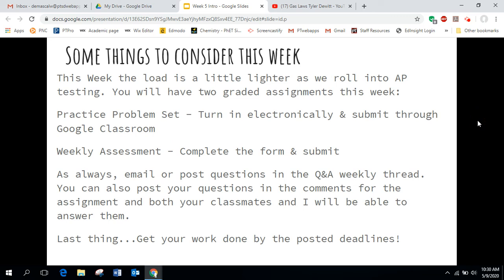Now, this week, the load's a little bit lighter because we're getting ready to roll into AP testing these next 2 weeks. So if you have some AP tests, please touch base with me if there's any conflicts or you're getting jammed up towards the end of the week because of those AP tests. Just let me know and we'll make some arrangements, but you have to let me know. Don't use that as an excuse after the fact. If you know your load's heavy this week or next week with testing, then touch base. I want to help you out.